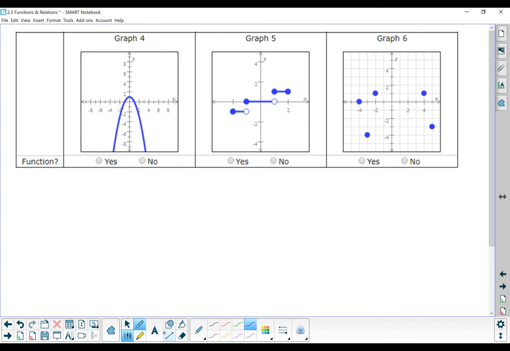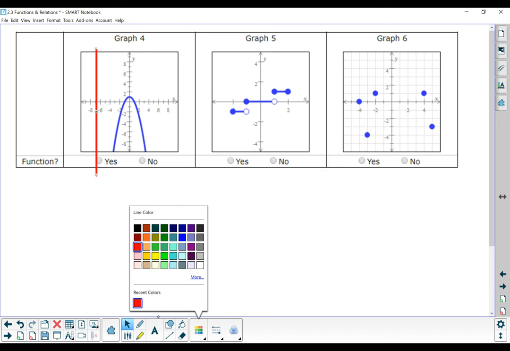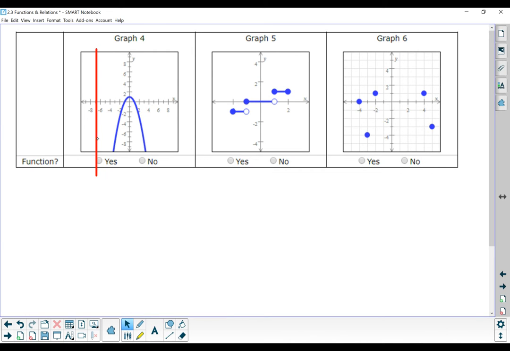Here's 3 more graphs. We need to decide if these are functions or not. So again, kind of picture that vertical line scanning across your graph. For this one, it is a function. For the next one, it looks fine. Oh, maybe a problem here. We'll talk about that. It looks like maybe where we might have a question on this graph is right here.